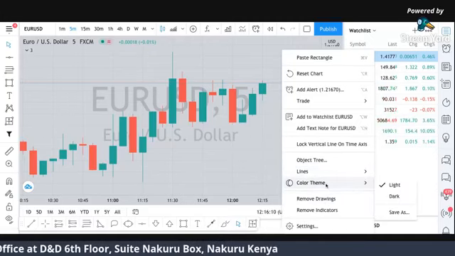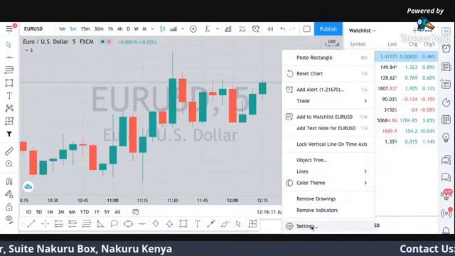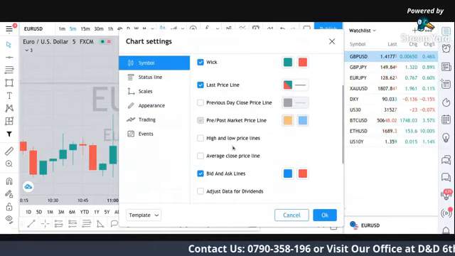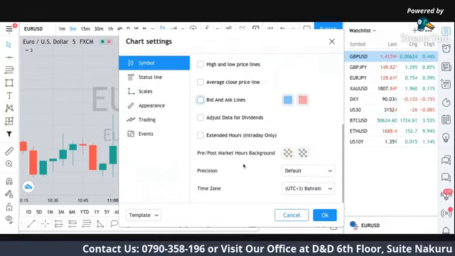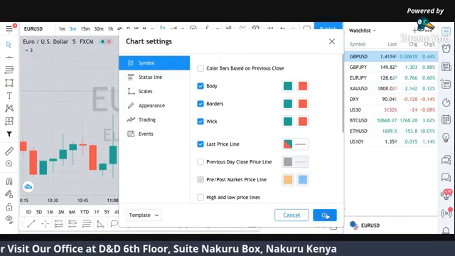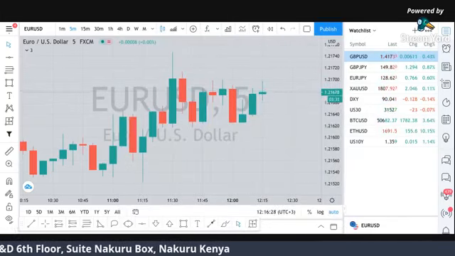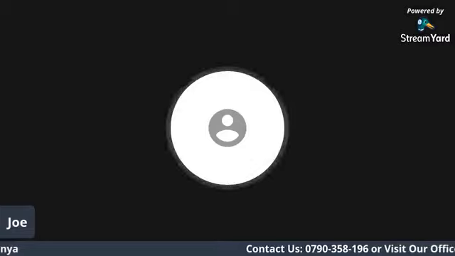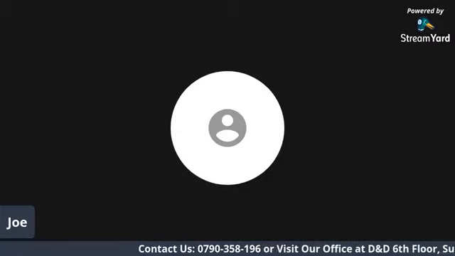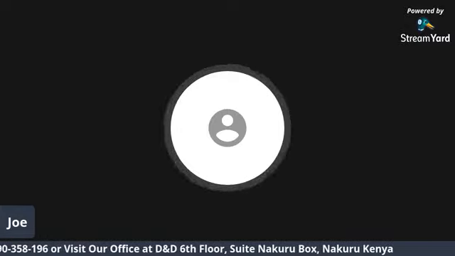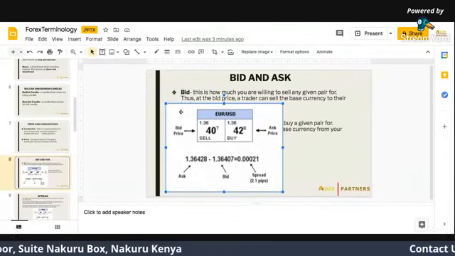Let's see if I can get it a little better. That one is not helping. Anyway, let's move on. In your MT4, you're going to see now the bid and the ask price. I can get it from MT4. Problem is I cannot share my MT4 using the software I'm using. So you're going to see the sell and the bid and the buy.